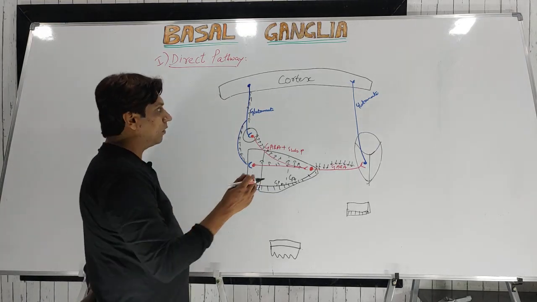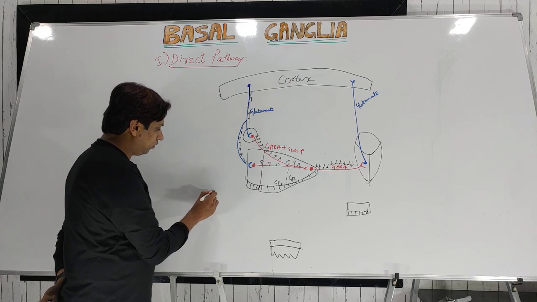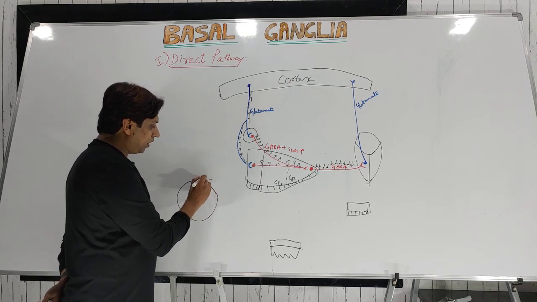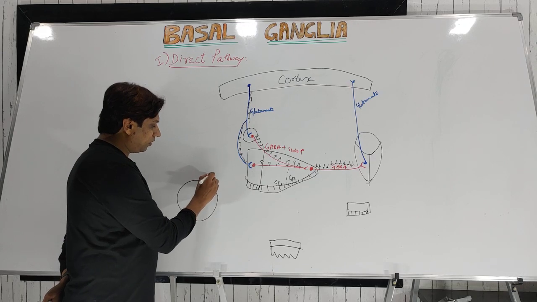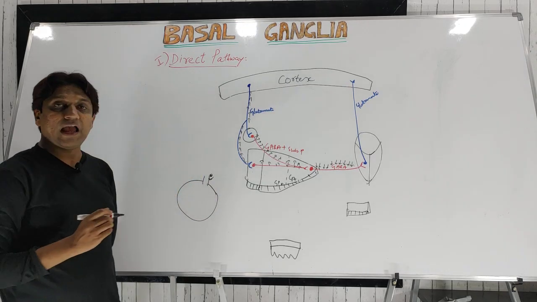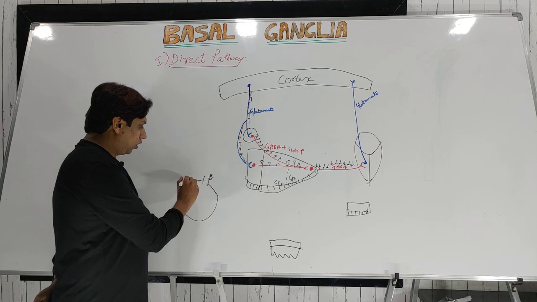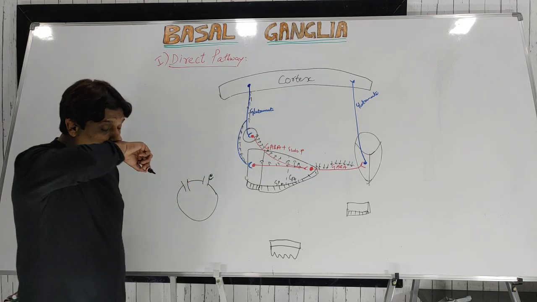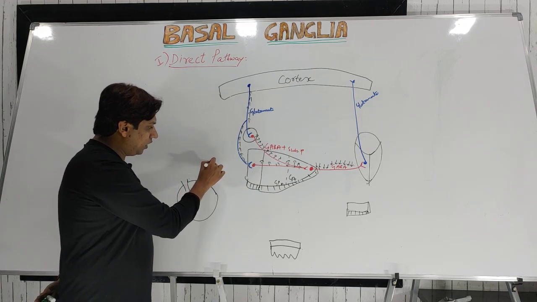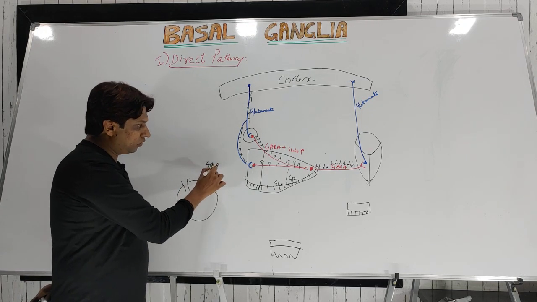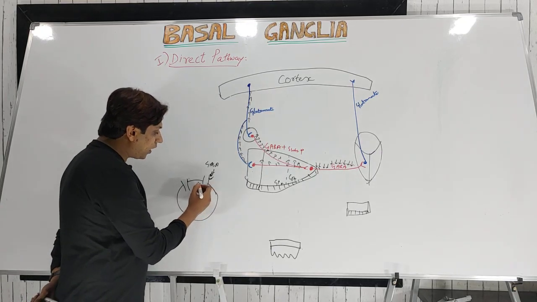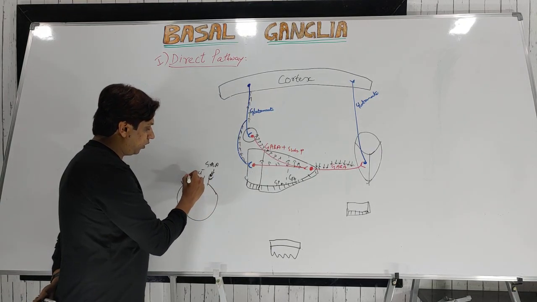I'll just briefly tell you because time won't permit me to explain it fully. Consider this as the postsynaptic neuron. Here there are GABA receptors. These GABA receptors are coupled with ion channels, mainly chloride and potassium ion channels. Whenever GABA binds to these GABA receptors on the postsynaptic neurons, there is opening of the chloride channels and the potassium channels.